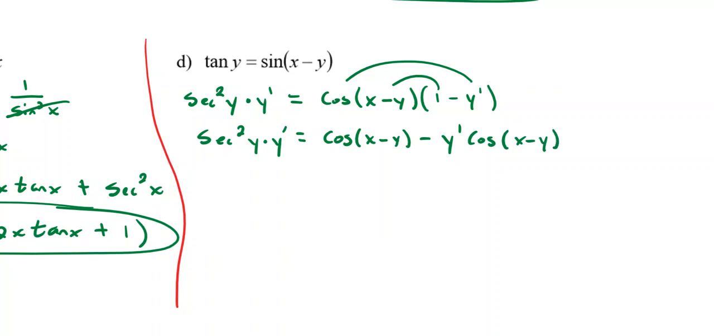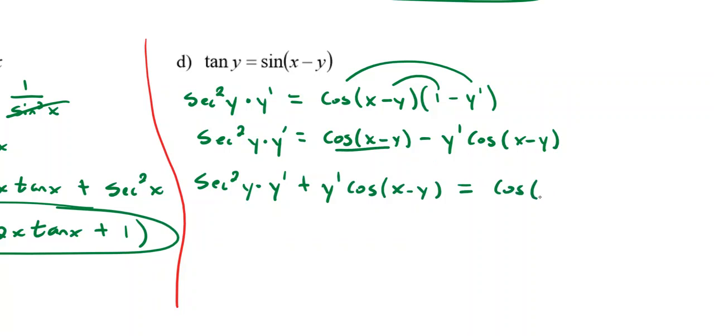All right, so that's looking better. So now let's get the terms with y prime in them over to the same side. So I'll bring this one over to the other side. So this would be secant squared y times y prime plus y prime cos of x minus y is equal to, and then just what's left there, cos of x minus y.